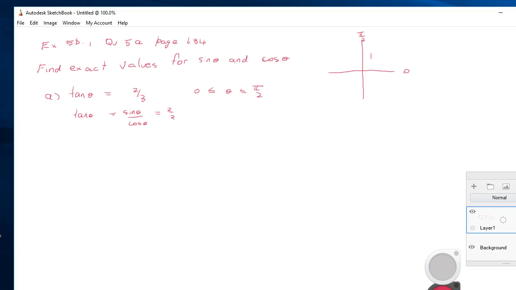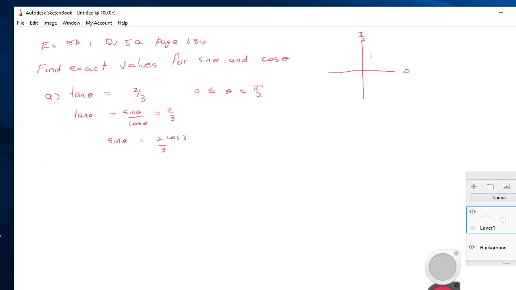Almost the only time you're allowed to do a running equals is when you've got two common things. And we want to write that in terms of one of the trig functions. Sine theta equals 2 cos theta on 3.